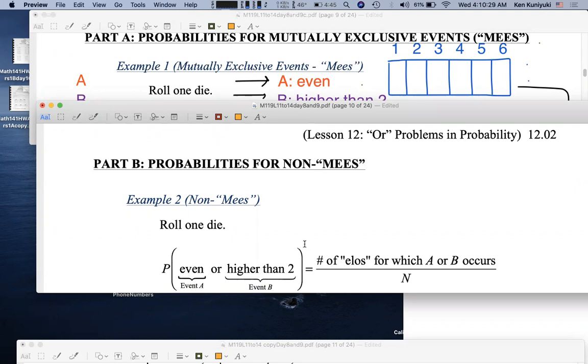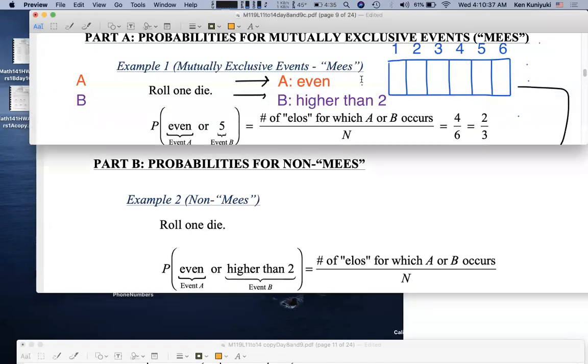Let's start by using the brute force method. Let's find the number of ELOs for which A or B occurs, and then divide by n, or 6. I'm going to go back to our rectangular array here. Again, A is the event even, B is the event higher than 2. One by one, let's go through these ELOs, these equally likely outcomes.